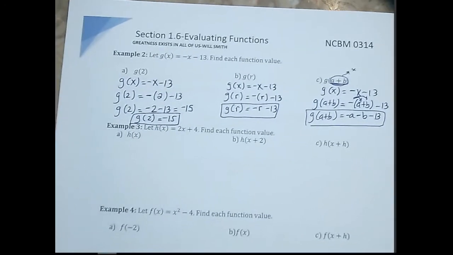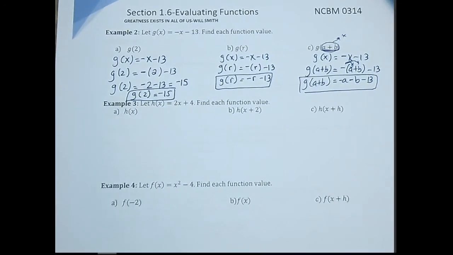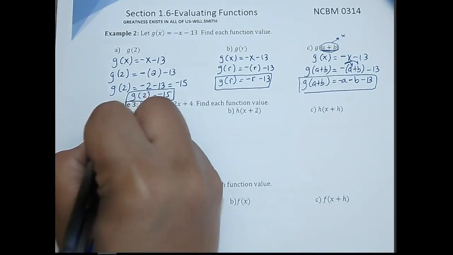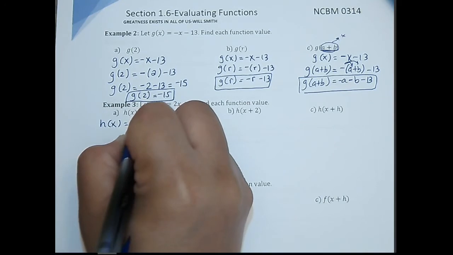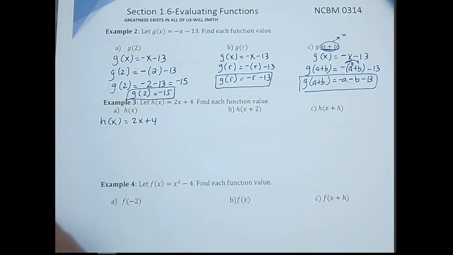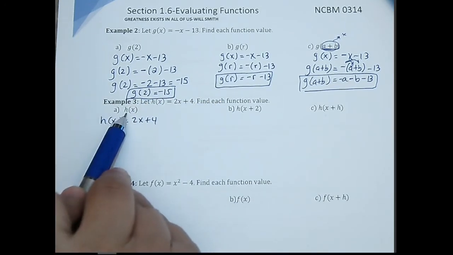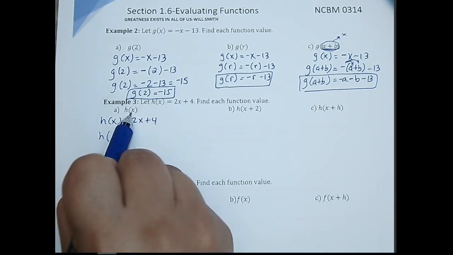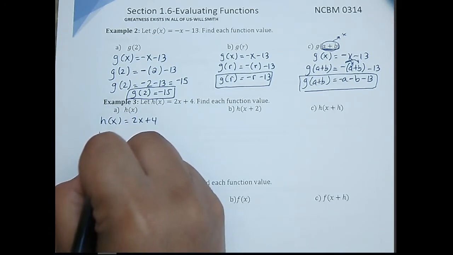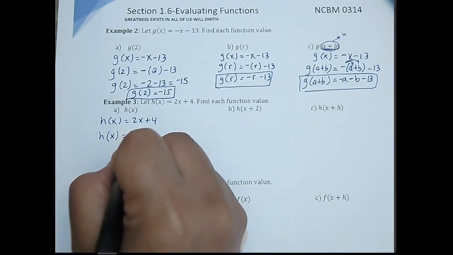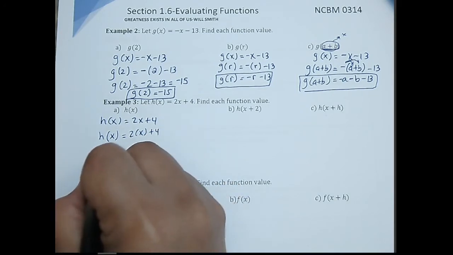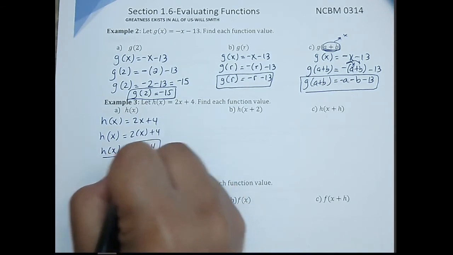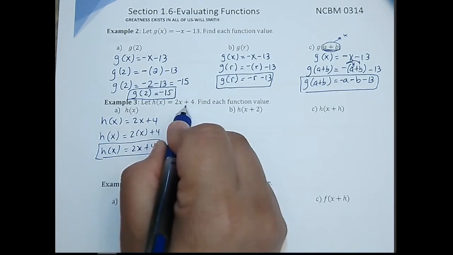Okay, let's go to example 3. Let h of x equal 2x plus 4. Find each of the function values. So I always like to write down the problem and then do the evaluation. So here we're evaluating h of x. So notice here that we're going to replace x with x. So if I replace this x with an x and this x with an x, then we're going to be left with the same function. So h of x is just itself.